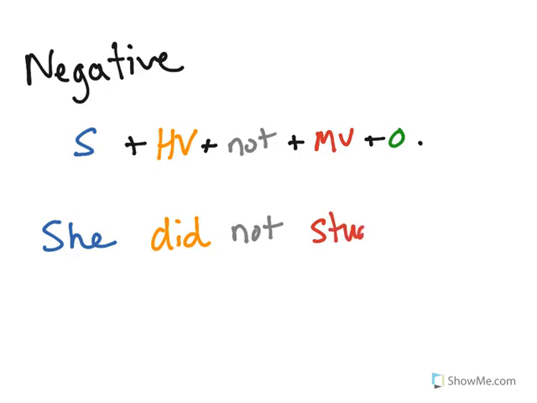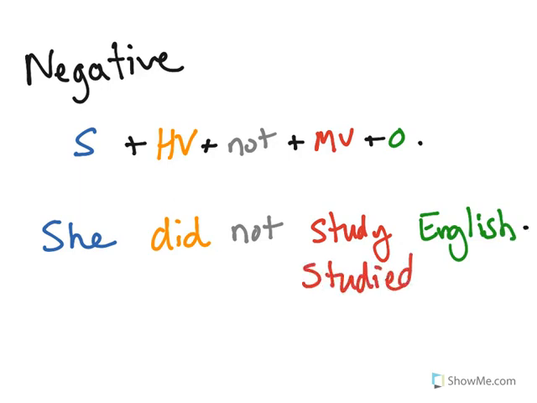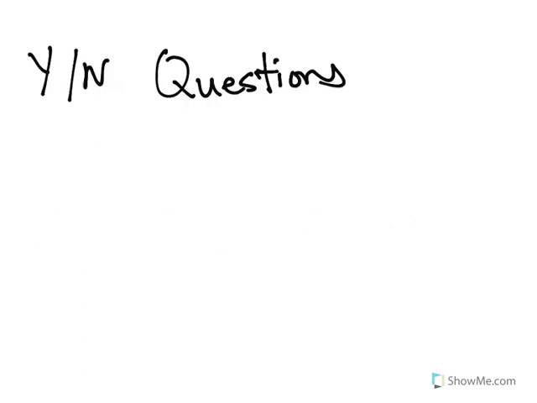She did not study English. She did not study English. Okay? So I don't want to say she did not studied English. No, or she do not studied English, something like that. So the past tense form is here in the helping verb, no past tense in my main verb.